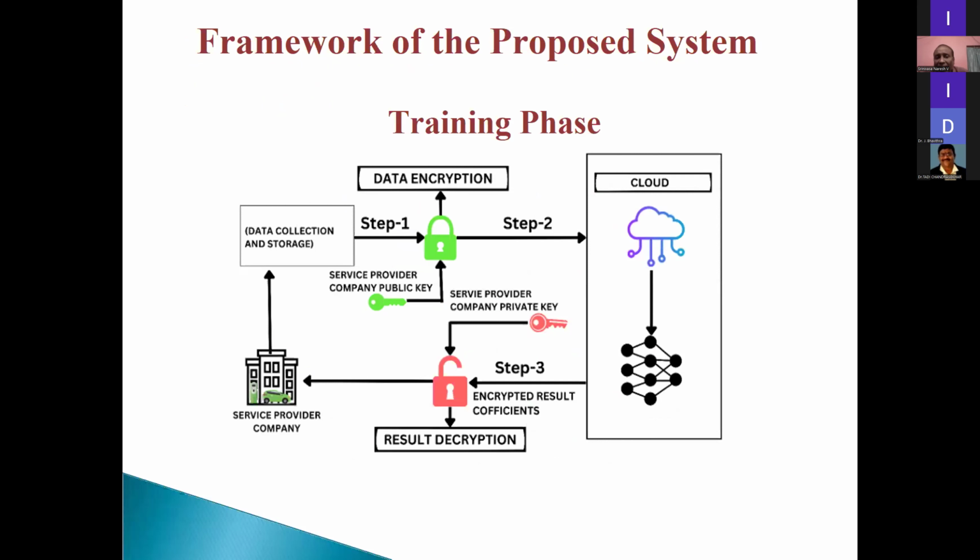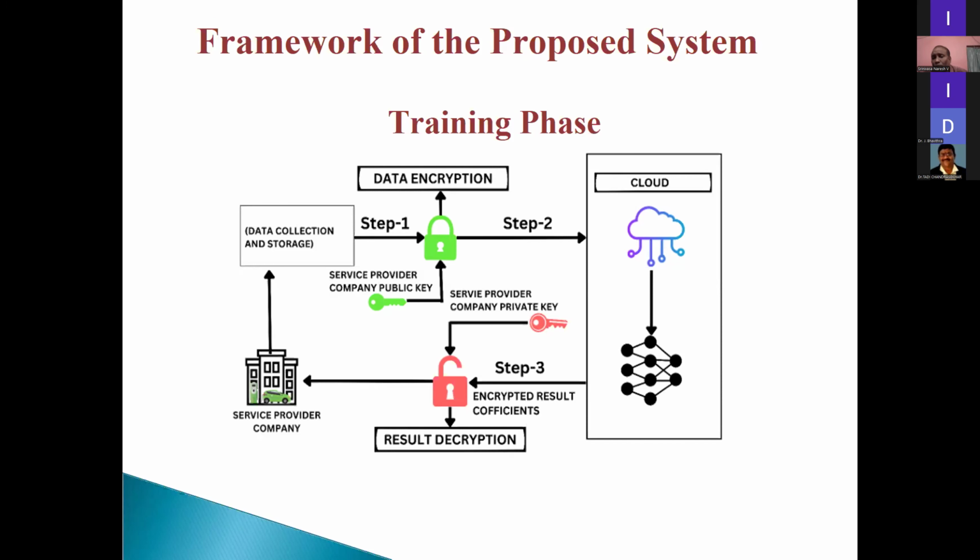See here, training data privacy. I have divided the proposed framework into two parts: one is the training phase and the other is the testing phase. First, data collection will be done by the service provider company. After that, they will encrypt the data set with the service provider's public key, and that is given to the cloud. The cloud will build a model on the encrypted data set. After building the model on the encrypted data set, the result is encrypted coefficients. That is called the encrypted model. Encrypted coefficients mean an encrypted model. So the encrypted model is with the service provider.